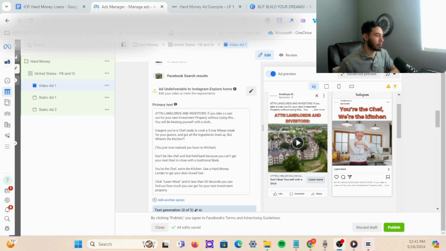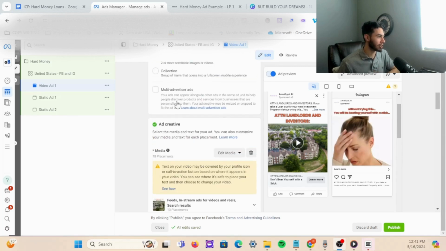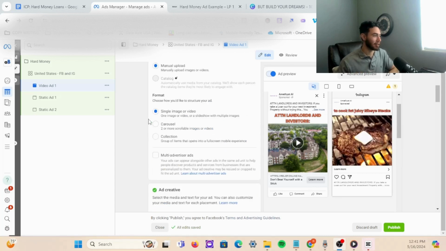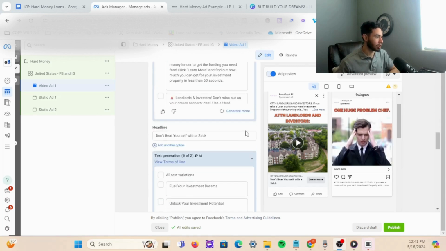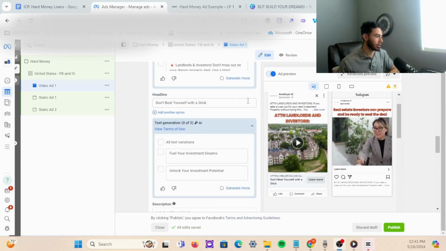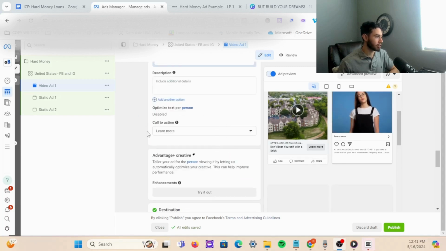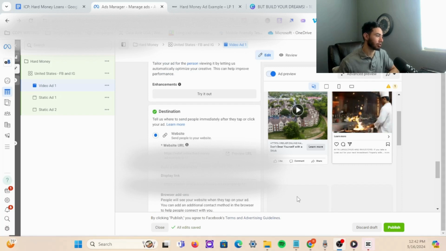Now we're going to come to the bottom here. Just really quick, make sure this is not checked. I would go ahead and not have that checked. That's it. Now the headline is right there, don't beat yourself with a stick. And yeah, we've got to make sure the call to action, learn more, is there. And then you're going to come down here to the URL and place in your landing page.